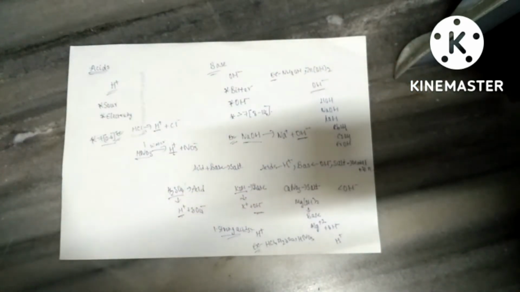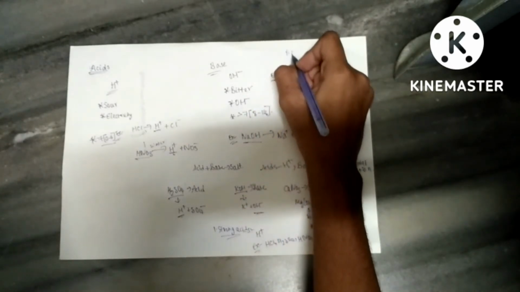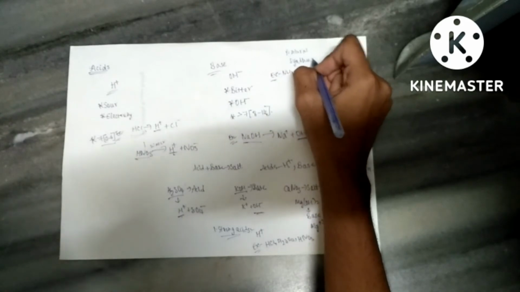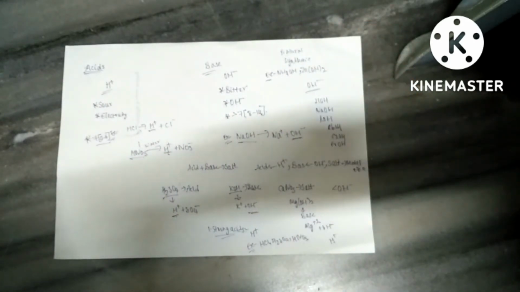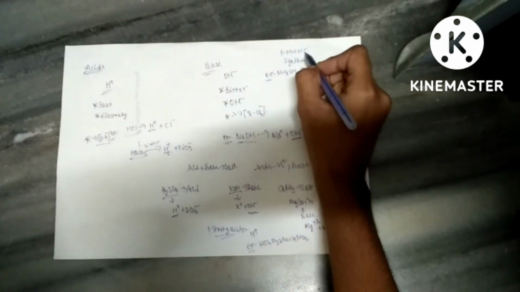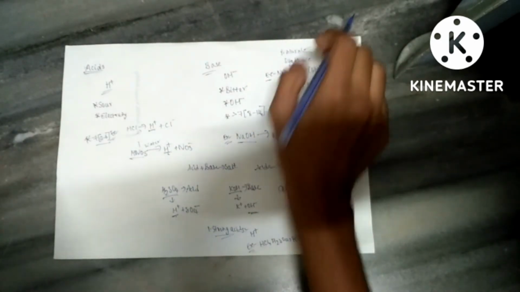Next, what is an indicator? An indicator is a chemical substance which can change its color or smell in the presence of an acidic medium or basic medium. Indicators are of two types: natural indicators and synthetic indicators. Natural indicators are further divided into two types: based on color change and based on odor change, I mean smell change.